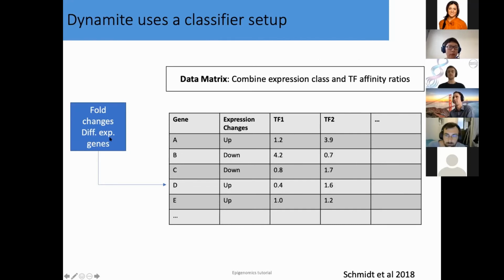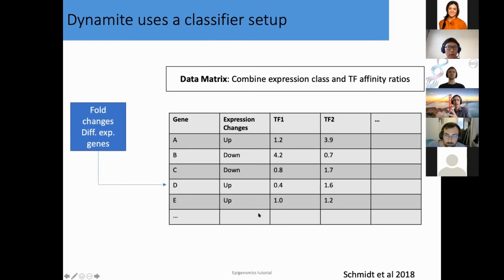So if you have the fold changes of differentially expressed genes, these are going to make up two classes, up and down regulated based on the fold change. And then this part here is now this TF-gene derived matrix that Dynamite computes, which for each TF is going to compute a ratio of the affinities for the two sets of samples you have.